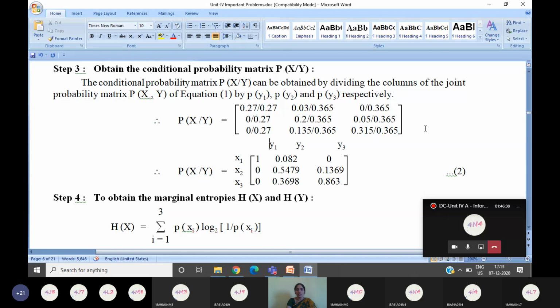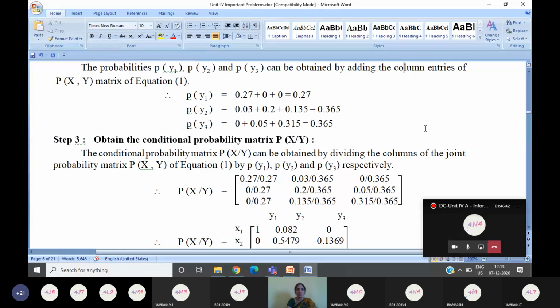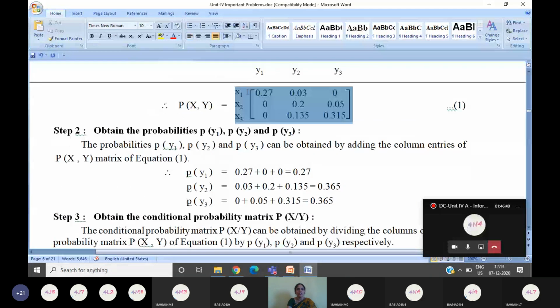So take the joint probability matrix. Because P of x by y is P of xy divided by P of y. So first you should take the P of xy joint probability matrix. Divide this with P of y. While dividing like this, observe the first column. Our P of y1 is applicable to the first column of P of xy. How do you apply it?